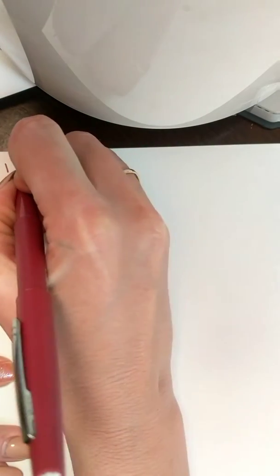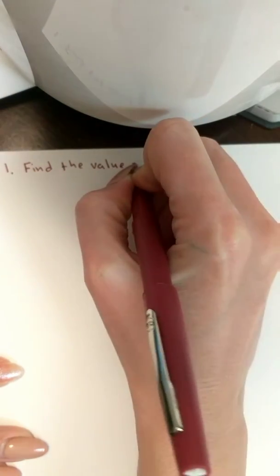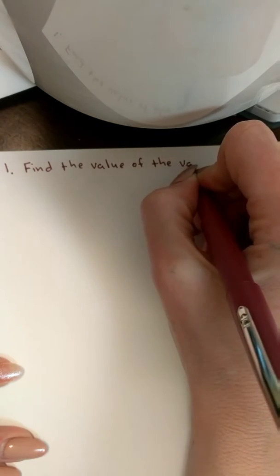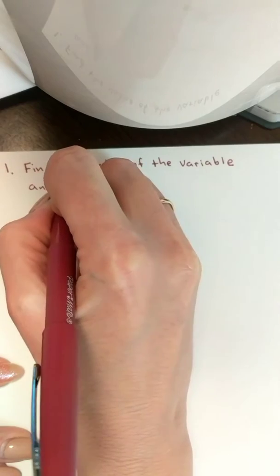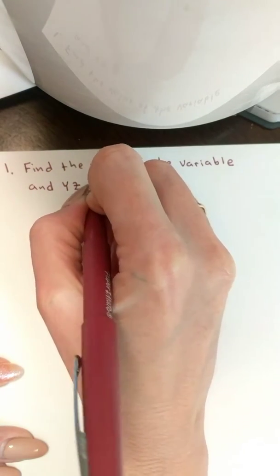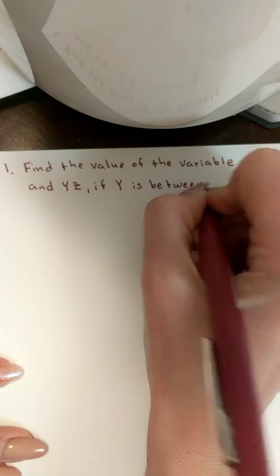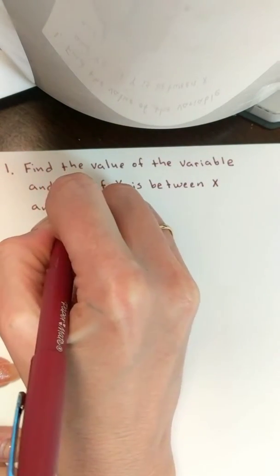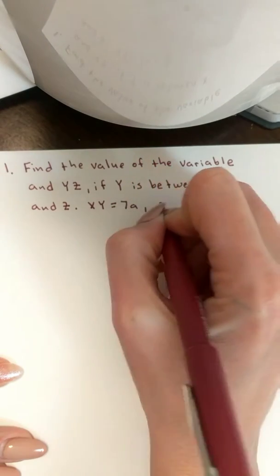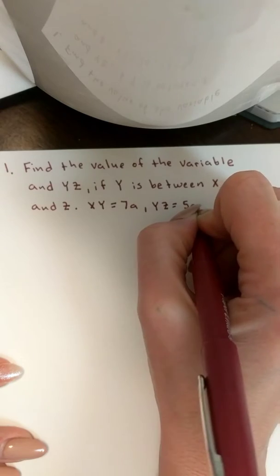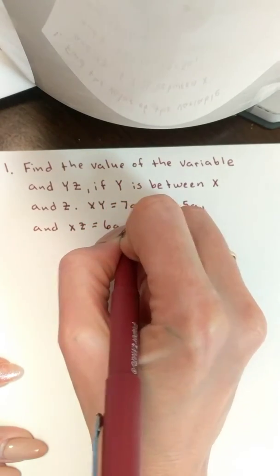First, we have: find the value of the variable and yz if y is between x and z, knowing that xy equals 7a, yz equals 5a, and xz equals 6a plus 24.